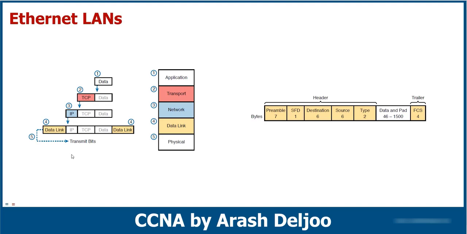Ethernet LANs. In this video, I'm going to talk again about Ethernet LANs, now about the logical function, or data link layer function, of the Ethernet. You know that Ethernet is working in two layers of TCP/IP. The first is physical, and the second is the data link layer.